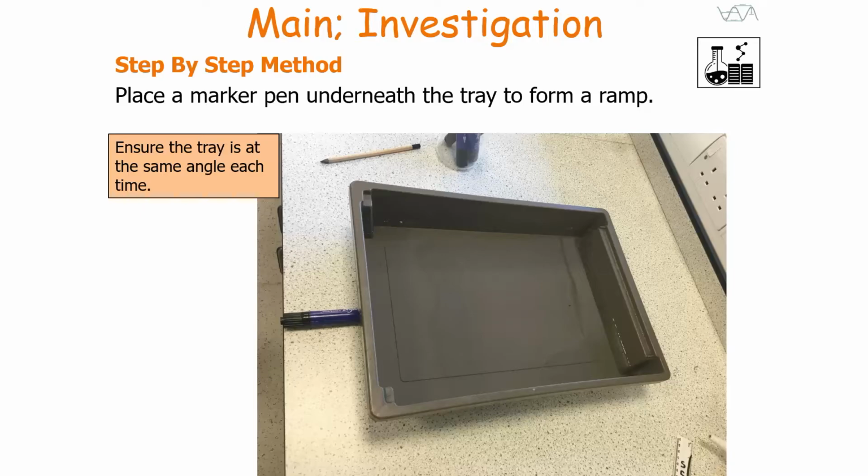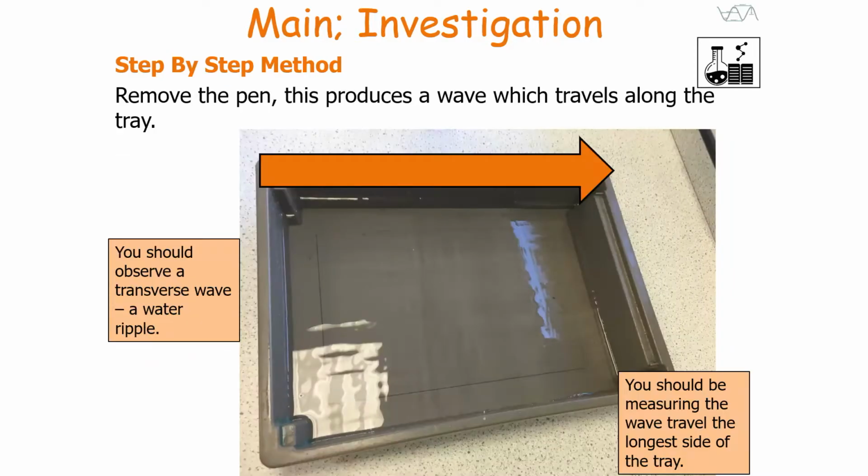Once you've set up your tray full of water, you will place a marker pen underneath the tray to form a ramp. This is going to act as a control variable. It must be the same for each measurement that you take, so the tray must be at the same angle each time. Now when you remove the pen and produce a wave in the water body, this will produce a wave that travels along the tray, and this will be a transverse wave, a water ripple.